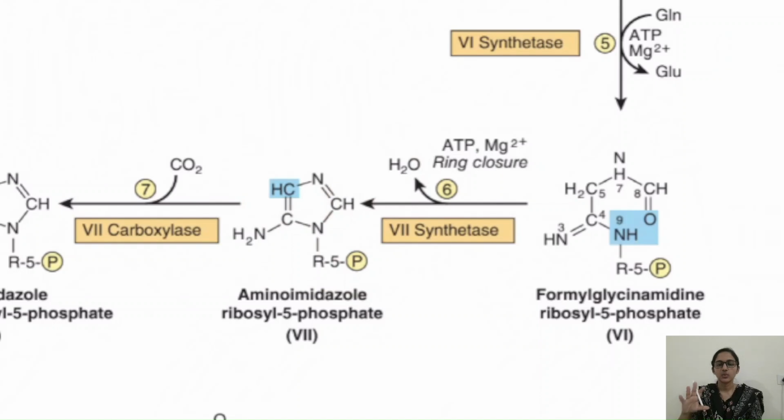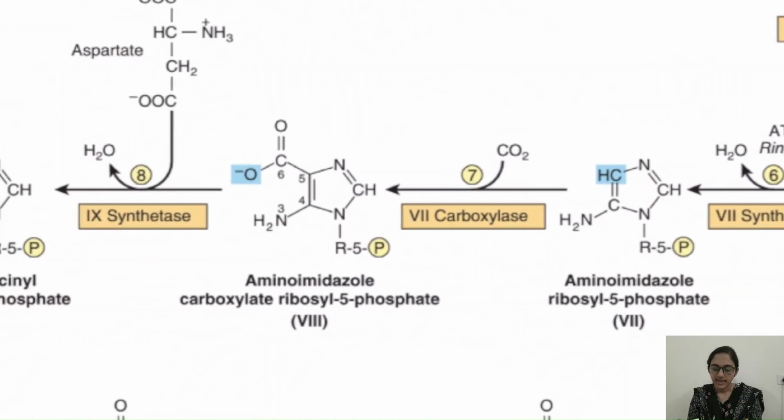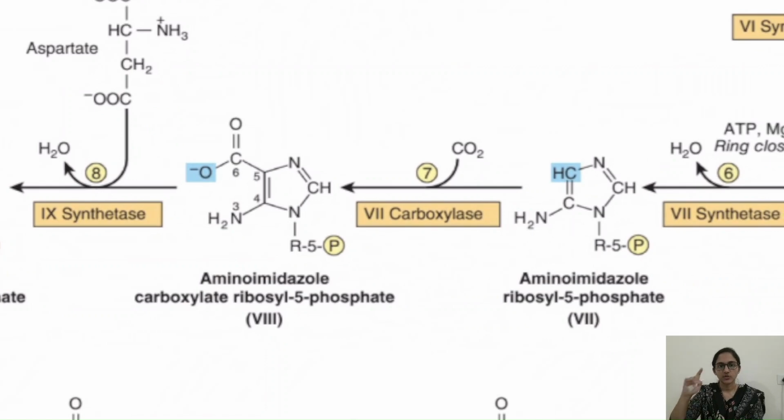So anywhere you have doubts, if you want me to repeat, please reply in the chat box. Okay. Now, what is going to be the next step after we have closed this ring? So first we have synthesized which ring? The 5-membered ring. Yes. So on top of ribose 5-phosphate, we have synthesized the 5-membered ring, and then we also have this N3 from glutamine attached.